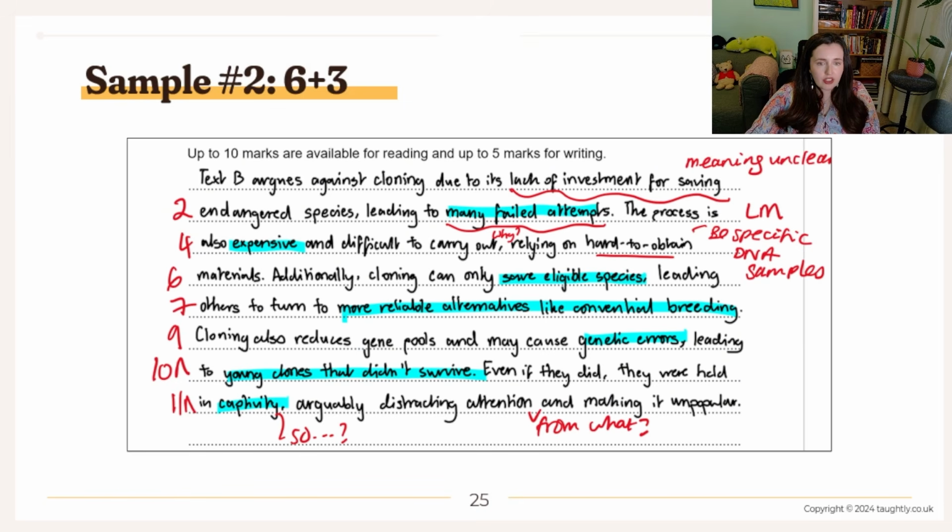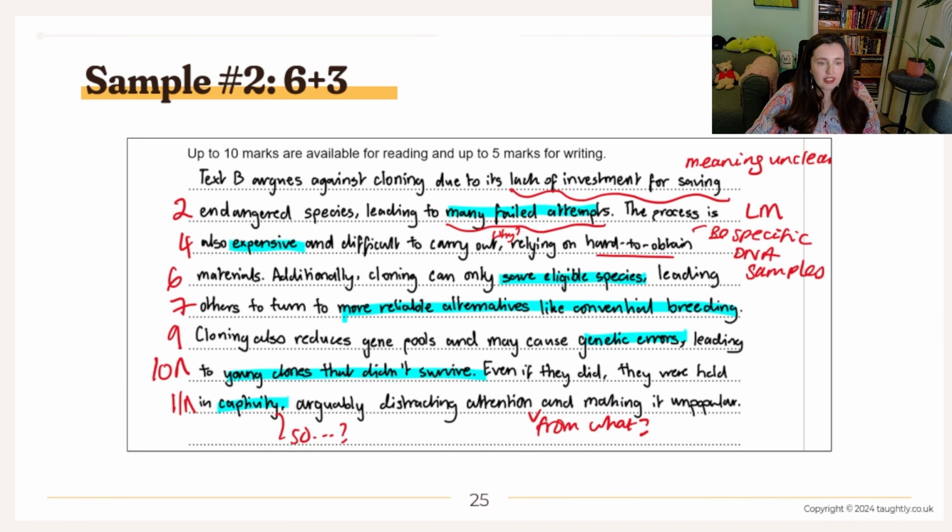Text B argues against cloning due to its lack of investment for saving endangered species, leading to many failed attempts. This process is also expensive and difficult to carry out, relying on hard-to-obtain materials. Additionally, cloning can only save eligible species, leading others to turn to more reliable alternatives like conventional breeding. Cloning also reduces gene pools and may cause genetic errors, leading to young clones that didn't survive.